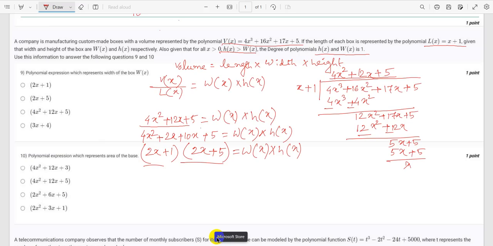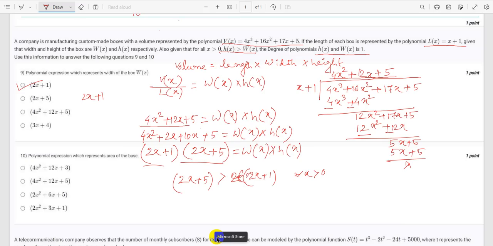So from these factors we can clearly say that 2x plus 5 is greater than 2x plus 1, right, for all x greater than 0. So the polynomial expression which represents the width of the box is 2x plus 1, right? So this is our correct option.